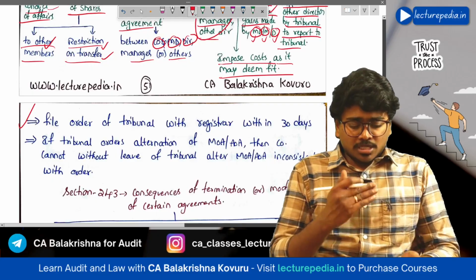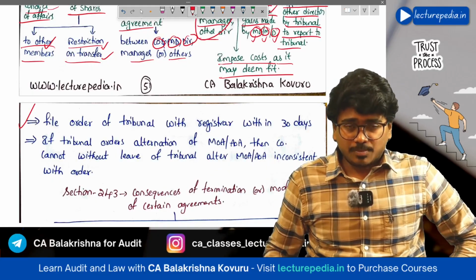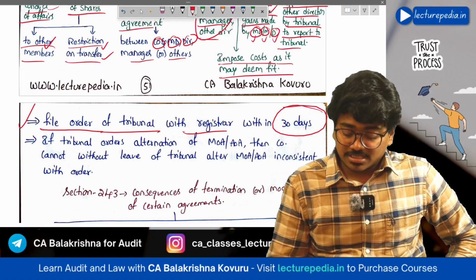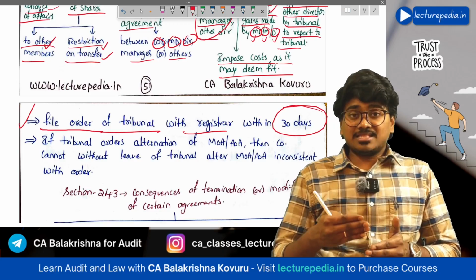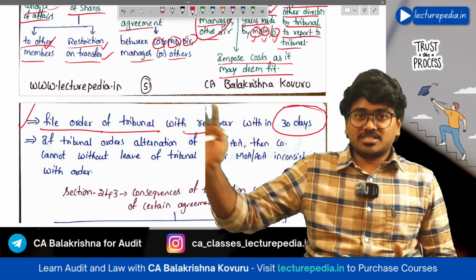Next, now the tribunal has passed the order stating any of these things. Once the tribunal has passed the order, file this order of the tribunal with the registrar within 30 days. Okay, the company has to file this order which the tribunal has passed with the registrar of companies within 30 days.